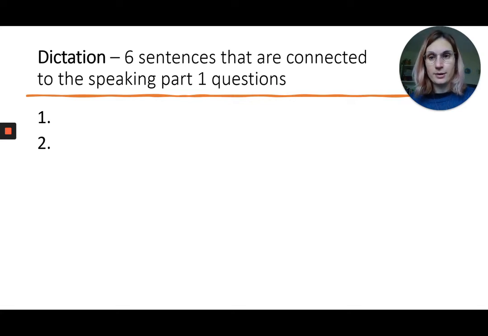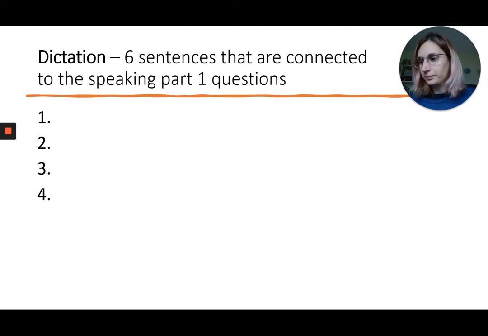Okay, sentence 3. I live with my parents, my little brother, and my grandmother.